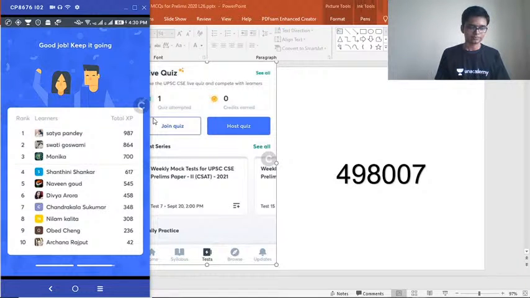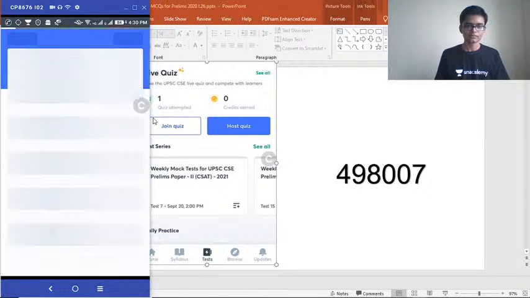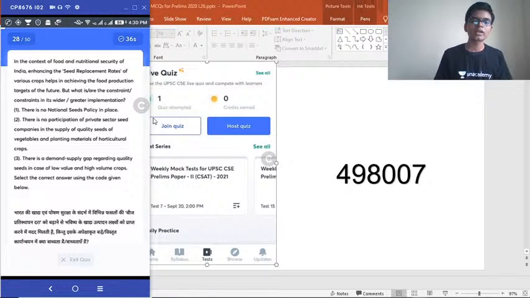Question number 28. In the context of food and nutritional security of India, enhancing the seed replacement rates of various crops helps in achieving the food production targets of the future. But what is or are the constraint or constraints in its wider implementation? There is no national seed policy in place. There is no participation of private sector seed companies in the supply of quality seeds of vegetables and planting materials of horticrops. There is a demand-supply gap regarding quality seeds in case of low volume and high volume crops. Choose the correct answer.